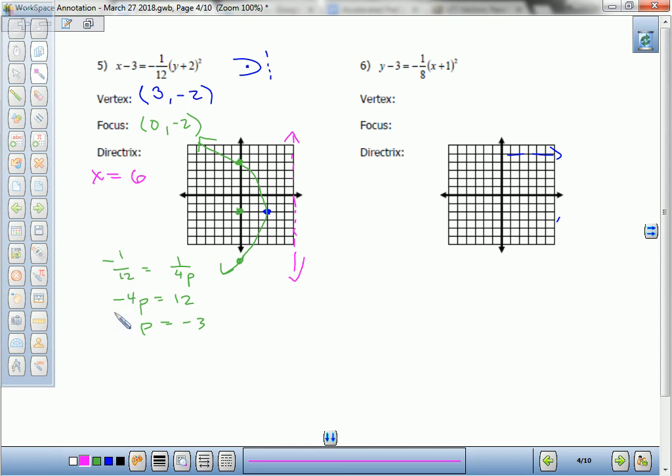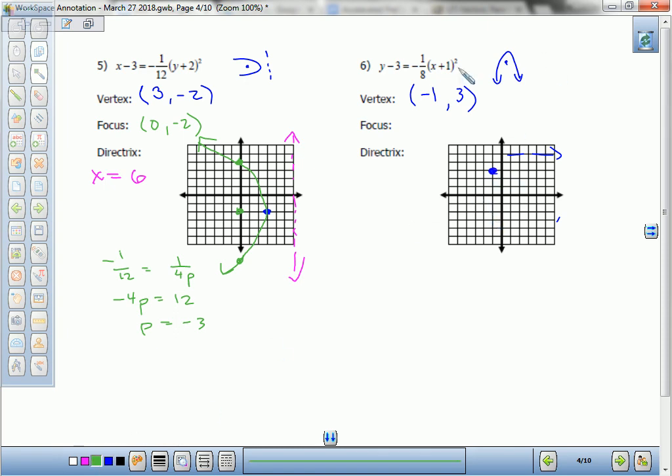Awesome. All right, this one. This is a y equals and this is negative. Will it open up, down, left, right? Down. Okay, so the focus has to be in here. So our vertex, the opposite of that is our y. The opposite of this is our x. So it's -1, 3.